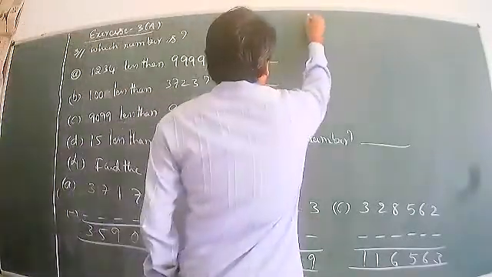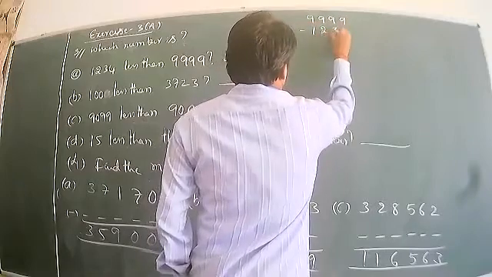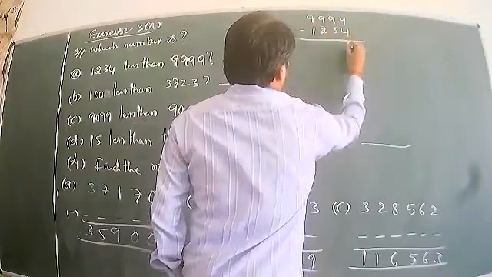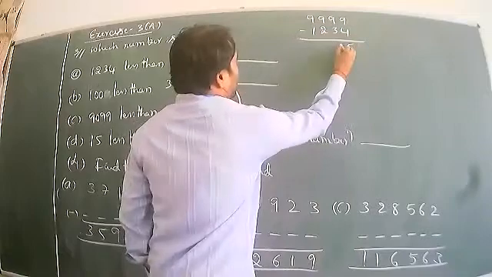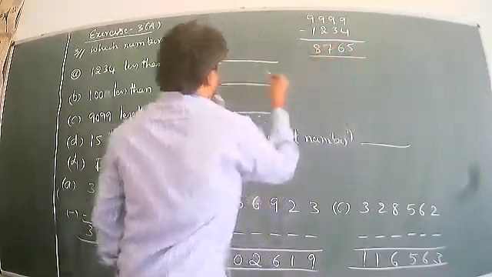9999 less 1234. 9 less 4 is 5, 9 less 3 is 6, 9 less 2 is 7, 9 less 1 is 8. So what is your answer?